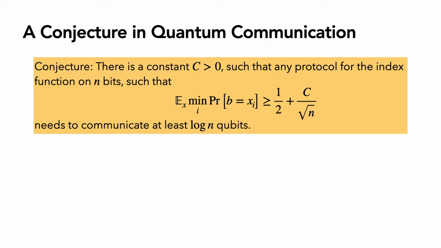This leads us to the following conjecture in quantum communication complexity. There is a constant C such that any quantum protocol for the index function on n bits, such that in expectation over Alice's inputs x, for all inputs i for Bob, the probability of success is greater than half plus constant C over root n, needs to communicate at least log n qubits.